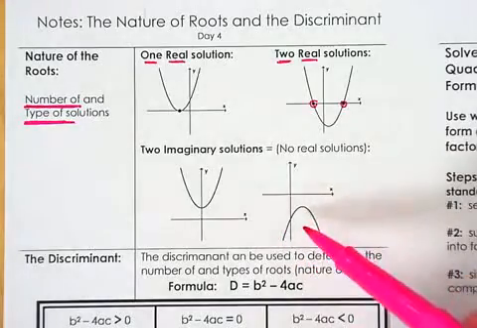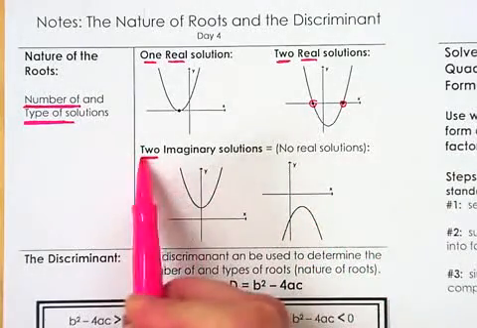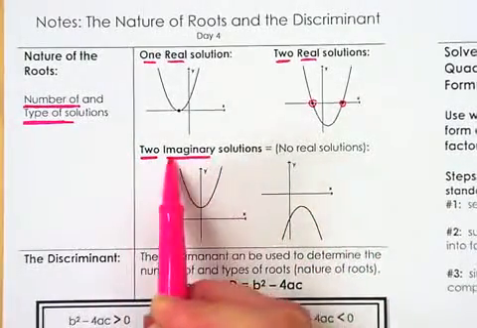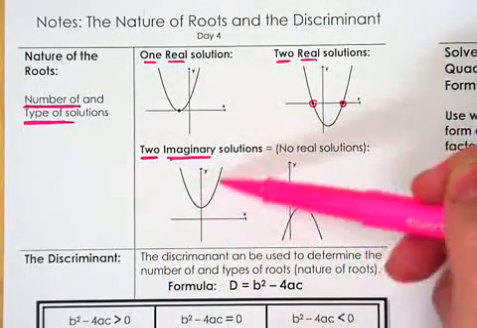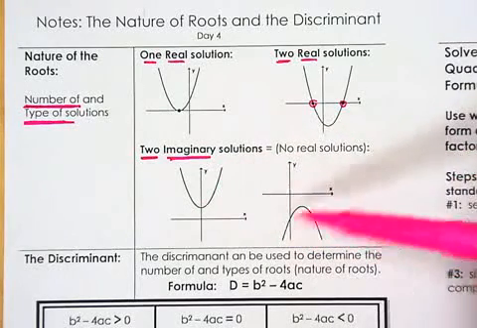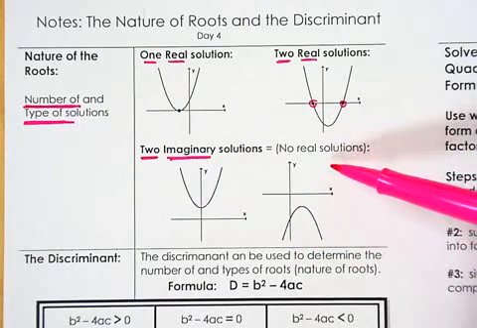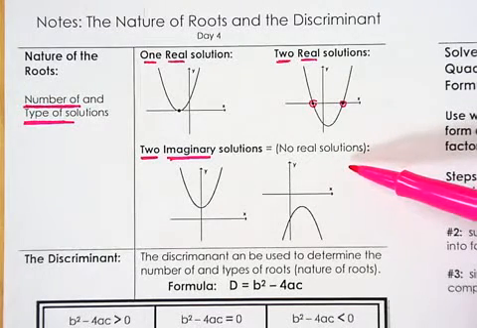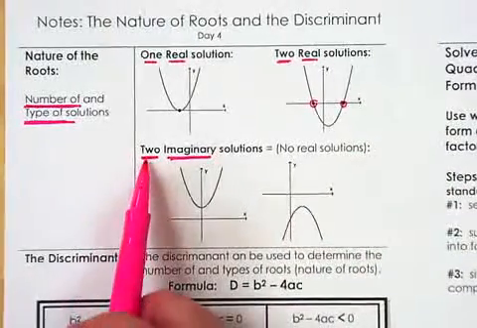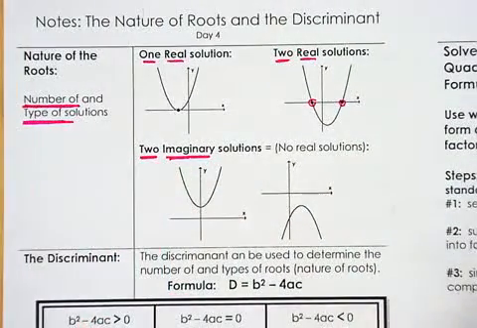In the next two examples, the nature of the roots is that there are two imaginary solutions. What's happening is these graphs actually do not cross the x-axis at all. Before, you maybe learned in Algebra 1 that there are no real solutions, which is correct. But now in Algebra 2, we want to be specific and say that there's actually two imaginary solutions.